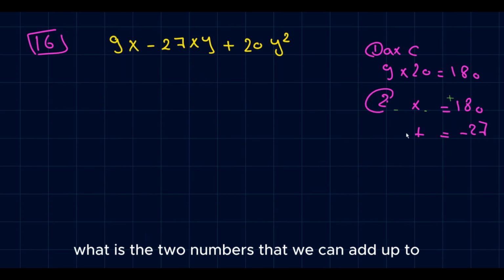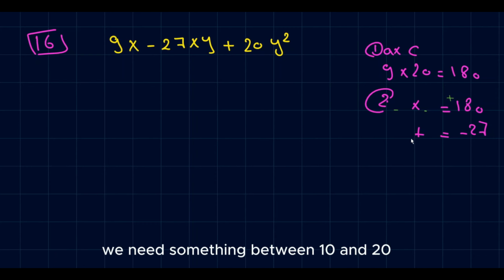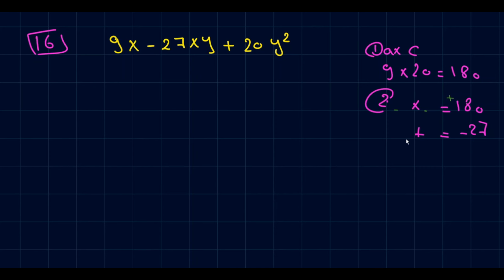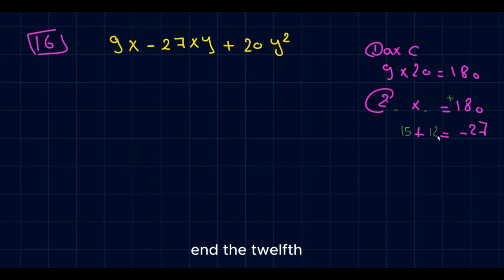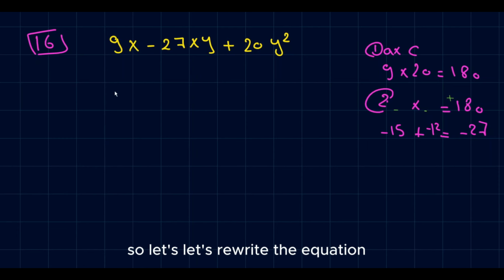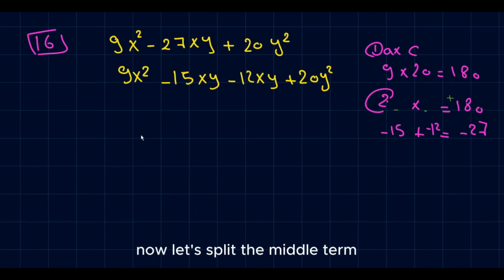What are the two numbers that add up to negative 27, or 27 for now? We need something between 10 and 20, so that when we multiply them we can get 180. Here, we can say it is 15 and 12. So let's rewrite the equation. By the way, this is squared. 9x squared minus 15xy minus 12xy plus 20y squared.